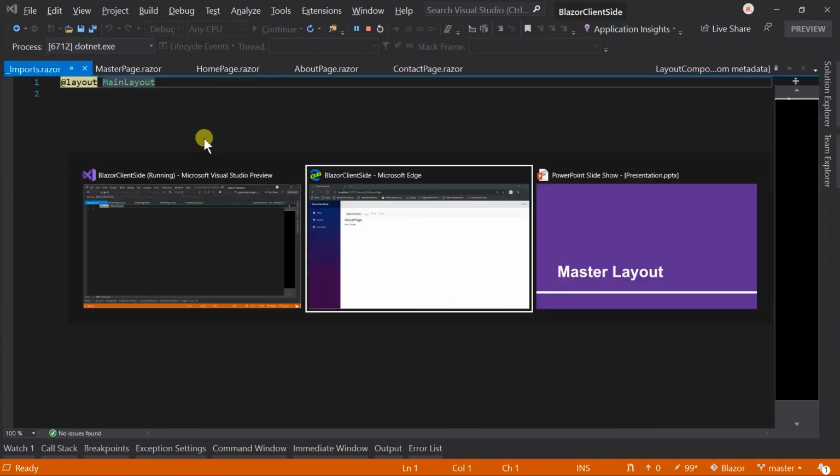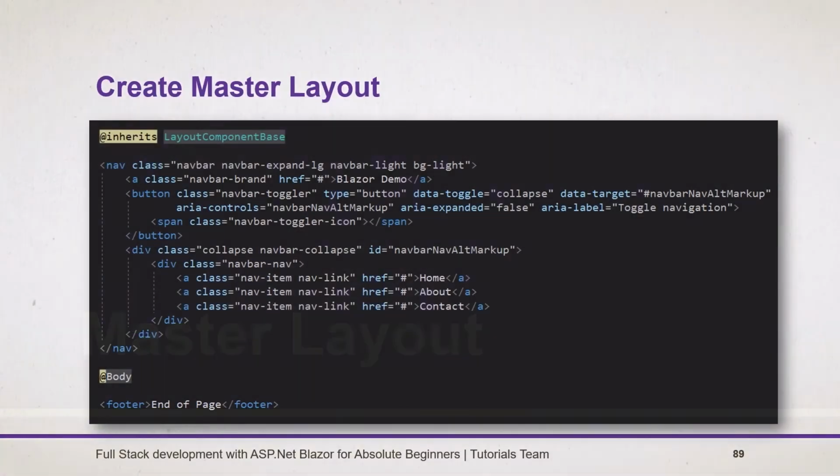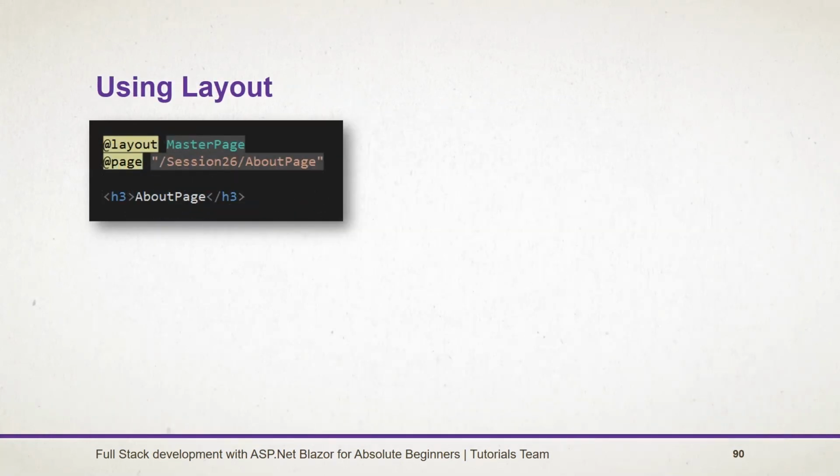Let's see what we have learned in this session. To create the master layout, we need to inherit it from layout component base. To render the content of the component, we need to use the body property. To use master layout in the component, we need to use layout directive. We can also set this in import file.